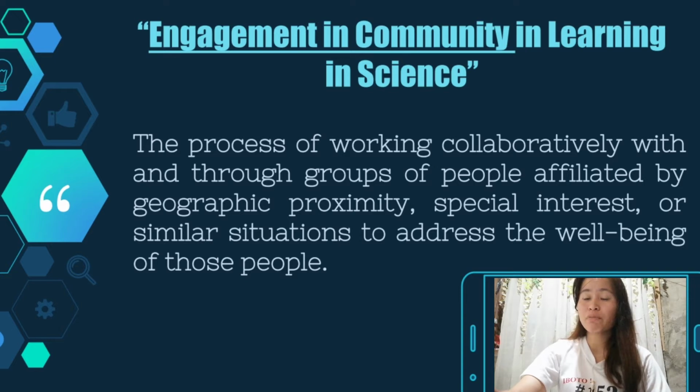Next one is engagement in community. So this is a process of collaborative work through groups of people affiliated by geographic proximity, special interest, or similar situations to address the well-being of those people. And this process is a powerful vehicle or tool for bringing about environmental and behavioral changes. This is essentially a relational process that occurs at a local level, which involves professionals who represent services and service systems, building personal relationships with community members and groups based on mutual trust and respect.